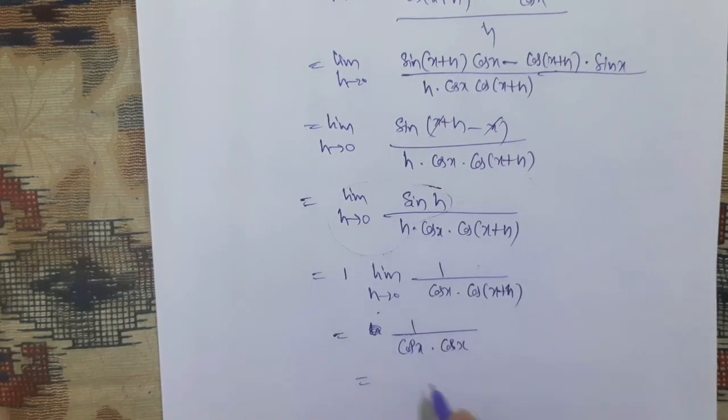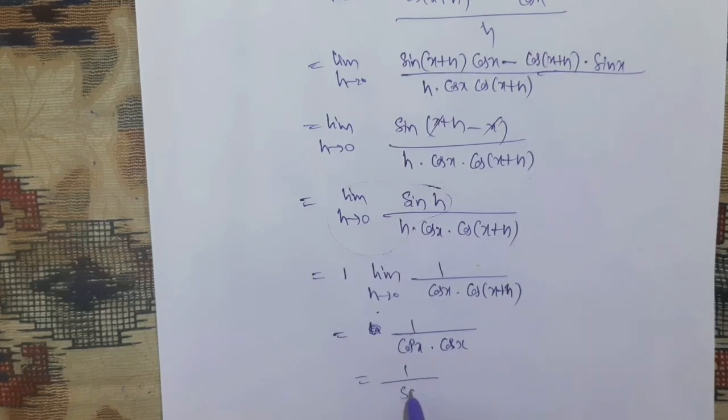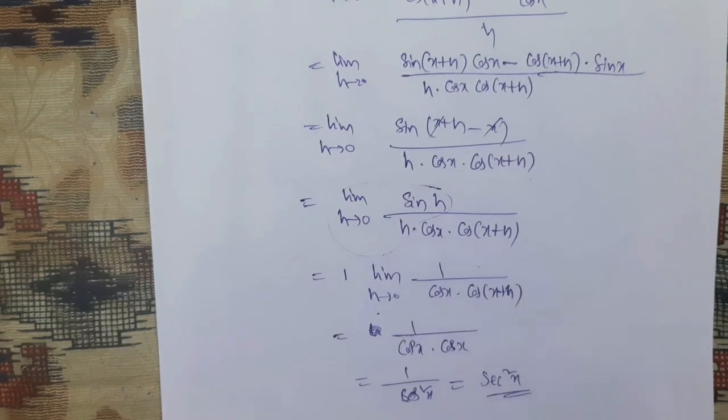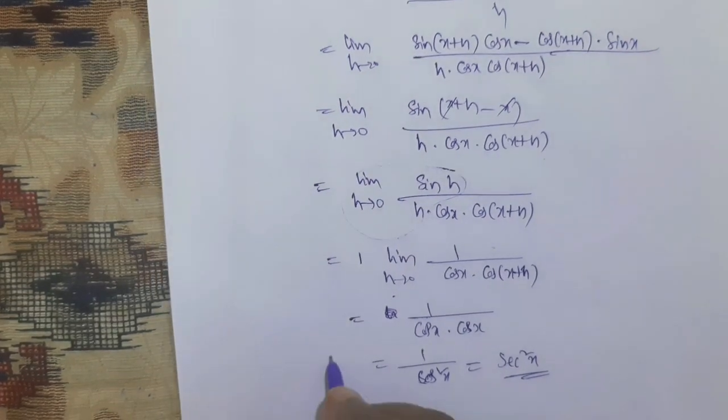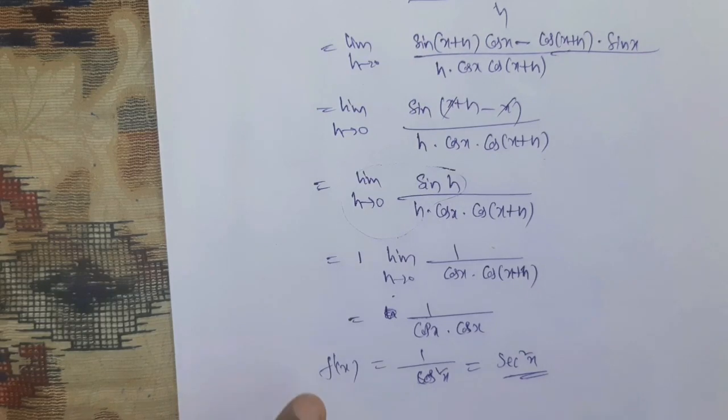Now 1 by cos x into cos x is 1 by cos square x, nothing but secant square x. So this is the derivative of tan x. As f of x equal to tan x, f dash of x will become secant square x.